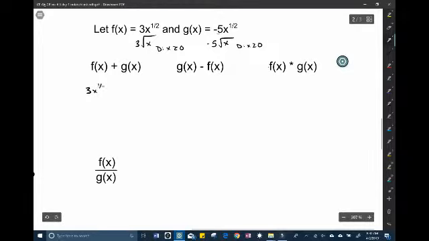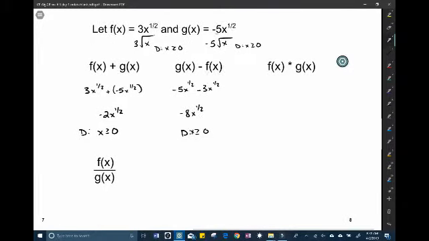3x to the 1 half plus negative 5x to the 1 half is negative 2x to the 1 half. The domain must be x greater than or equal to 0. Subtraction, switching it around though. Negative 5x to the 1 half minus 3x to the 1 half is negative 8x to the 1 half. Domain greater than or equal to 0.